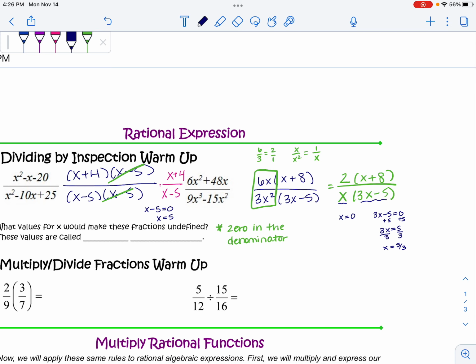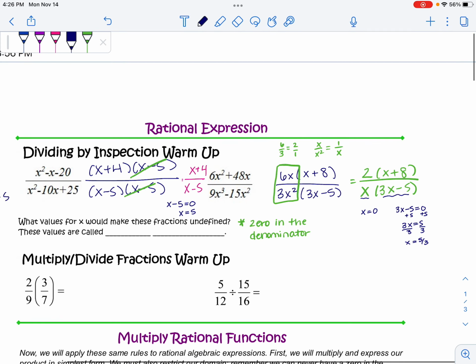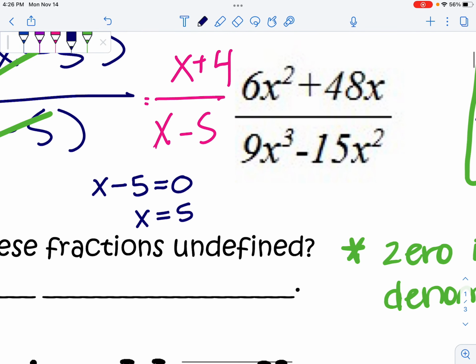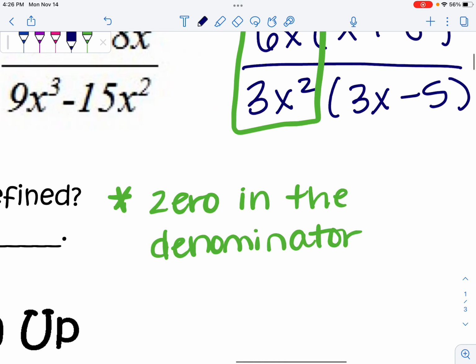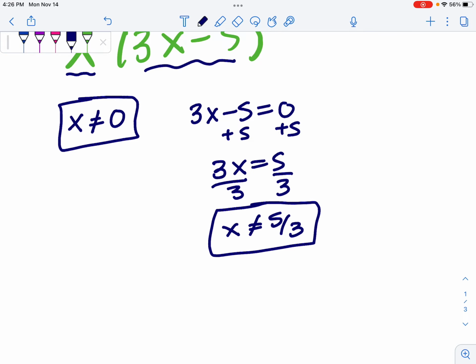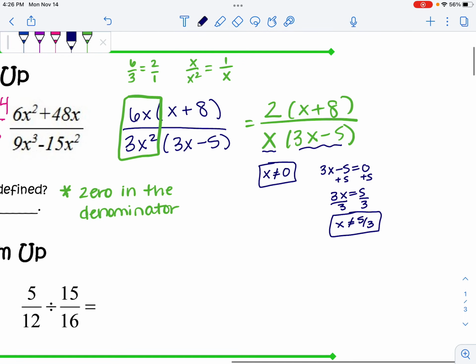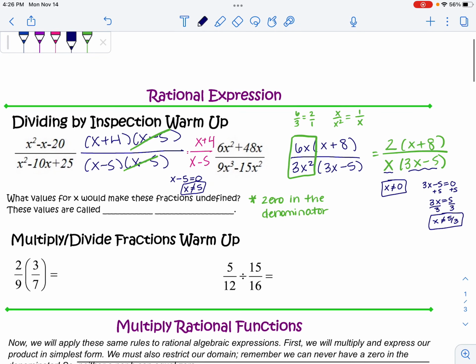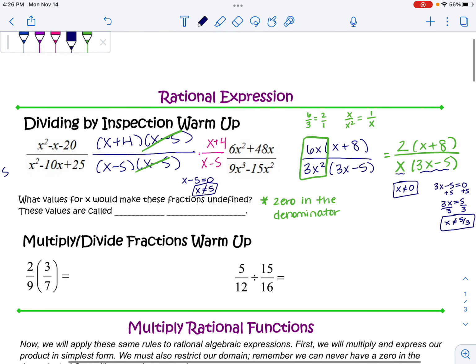Now, are those solutions? Do I want x to equal these values? No, I do not. So really, the way that we're going to write this is x cannot equal 5, and x cannot equal 0, and x cannot equal 5 thirds, because those x values would make our fractions undefined. These values are called excluded values.